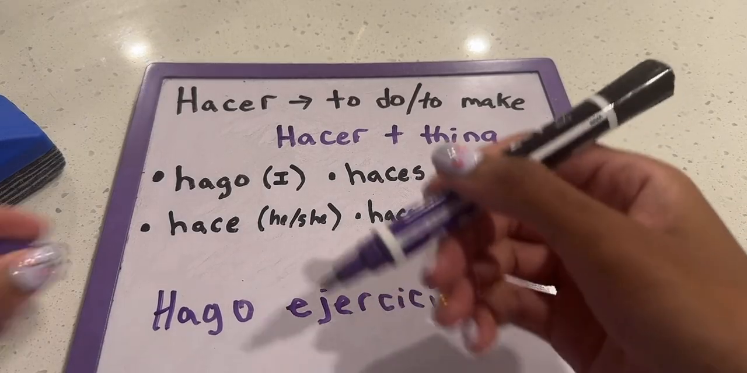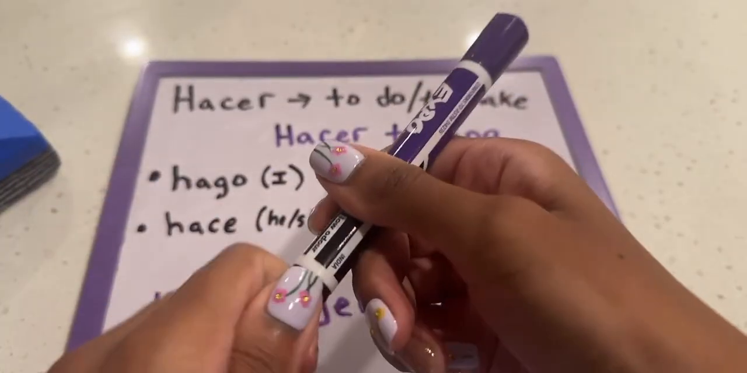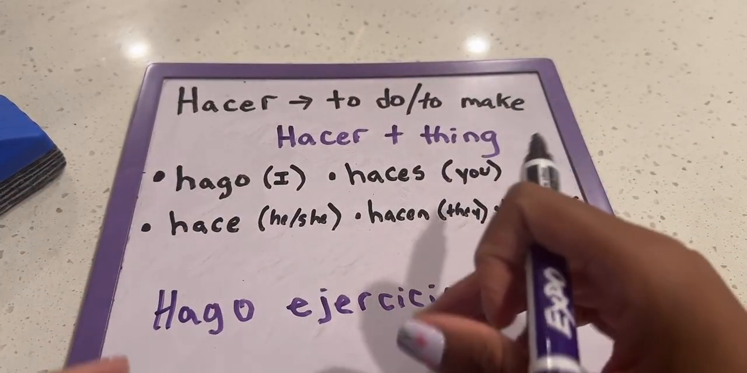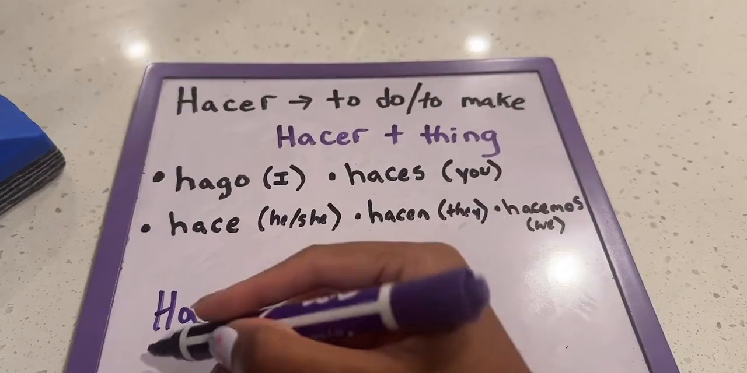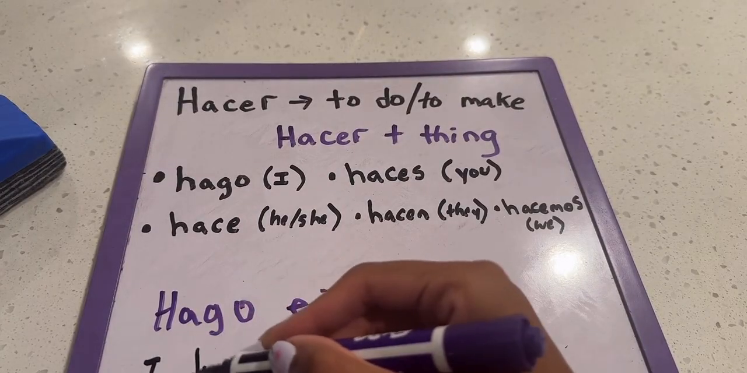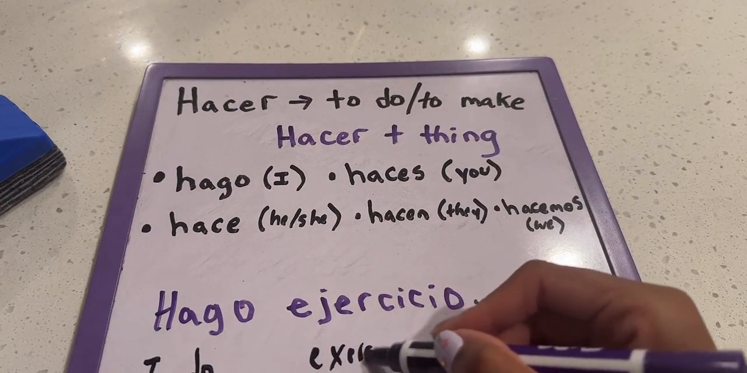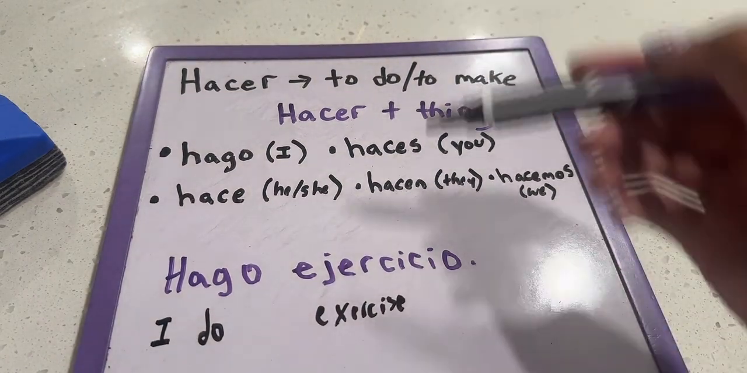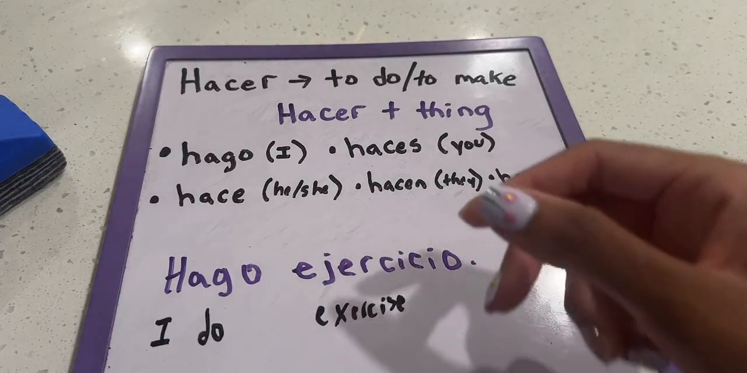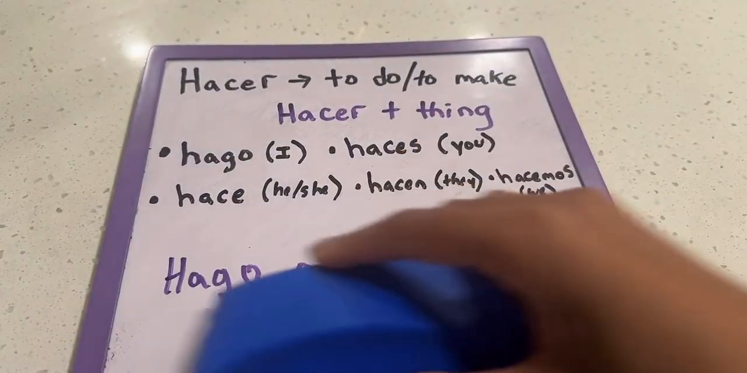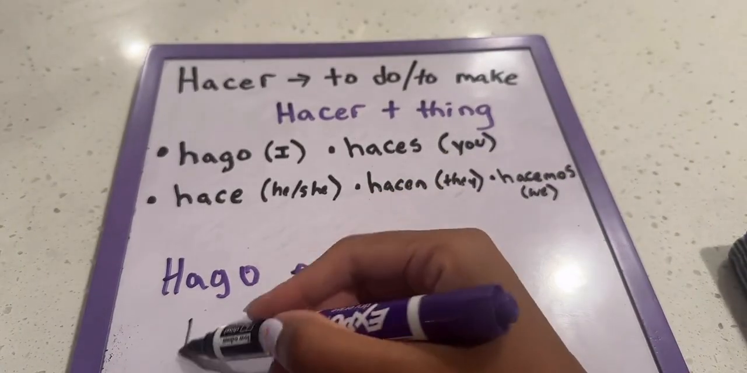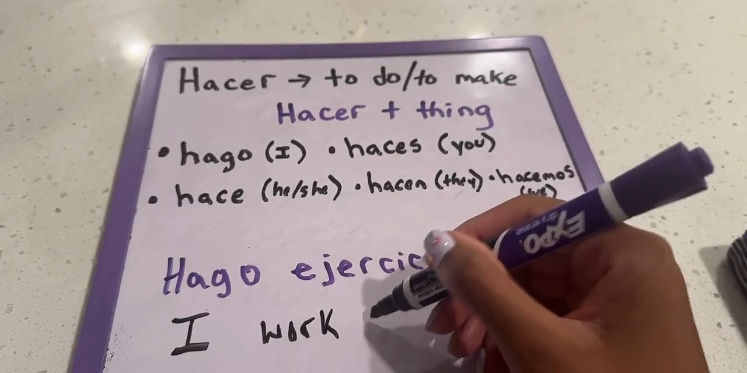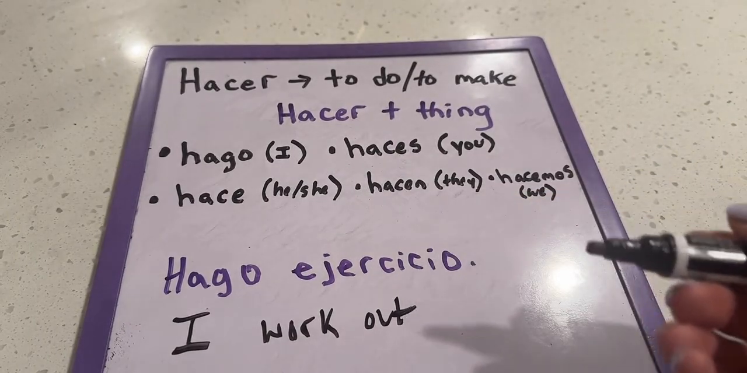Now, if you wanted to directly translate it, which I don't recommend, because not everything in Spanish is directly translatable, you just want to memorize different phrases and formulaic outlooks, we could just say, I do exercise. So if you want to translate it literally, this is I do exercise, because hacer does mean to do. But in actuality, the real definition is I work out. So if somebody asks, hey, what do you do during the day? Or what is something that you do? You can say, hago ejercicio, which is I work out.